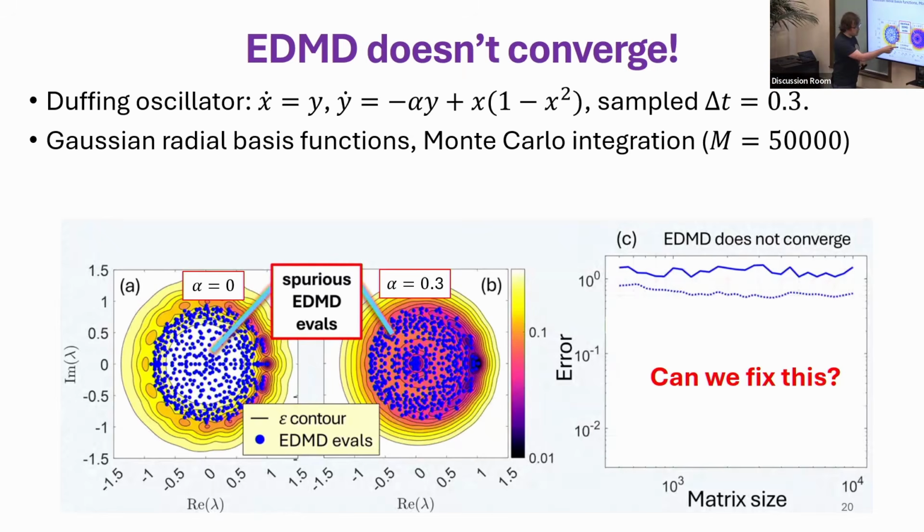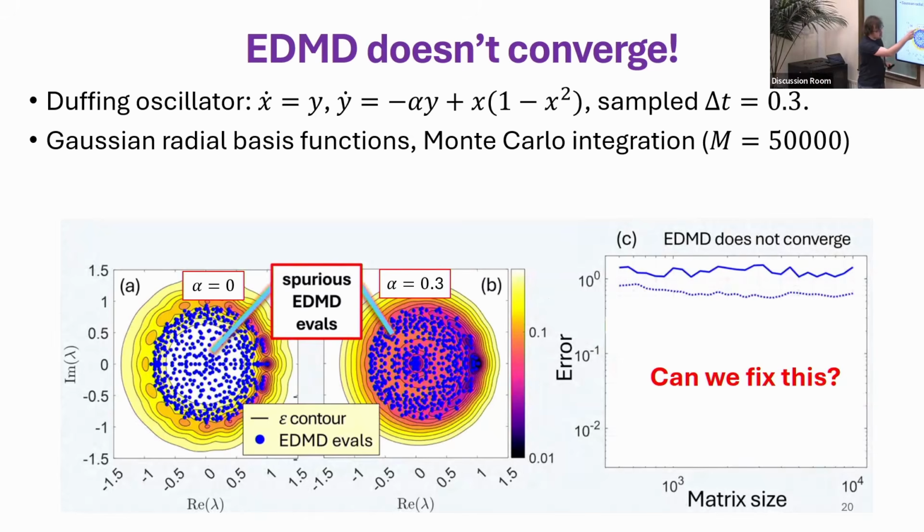These blue dots are the EDMD eigenvalues. These contours here are the epsilon contours of the pseudo spectrum, the relaxation of the spectrum, computed using a method I'm going to show you in a few slides' time. With alpha equals 0, the true spectrum should be the circle, and you're getting a lot of spurious stuff, which you can detect using this pseudo spectrum. Just to say, this is the pseudo spectrum not of the EDMD matrix, but of the Koopman operator or an approximation of that, so don't be confused.